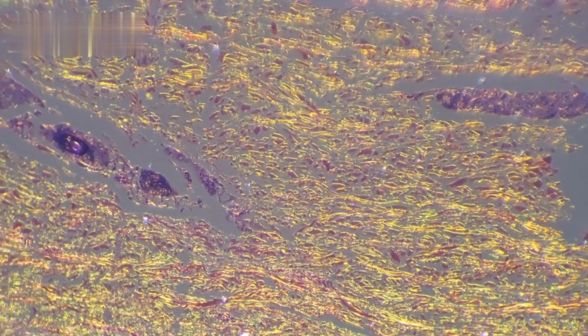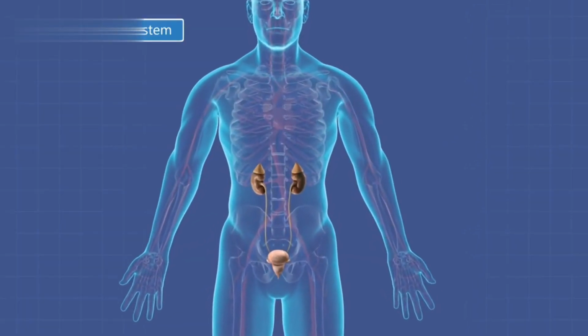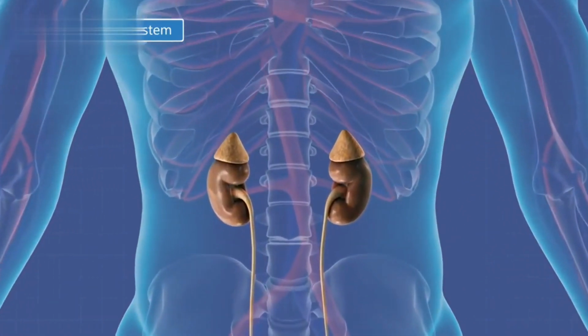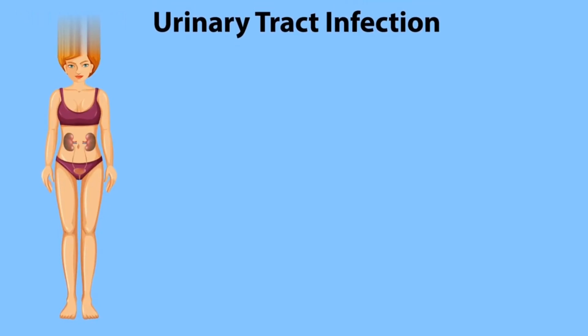The exact function of Skene's glands is still being researched, but they are believed to play a role in both urinary and sexual health. They may secrete a fluid that helps lubricate the urethra during urination. This can help to prevent urinary tract infections.